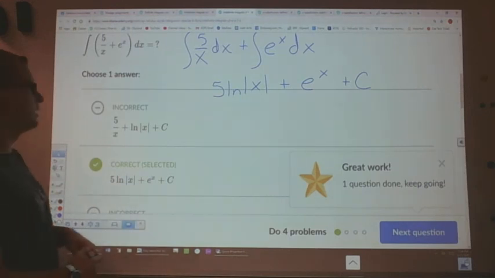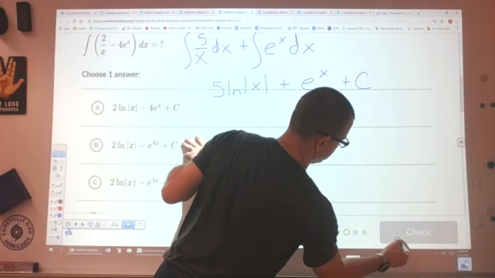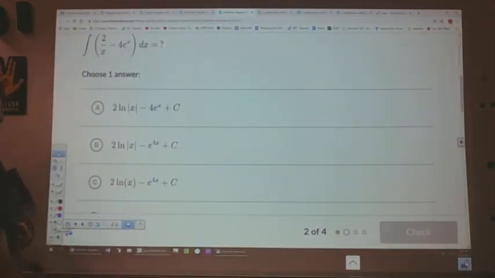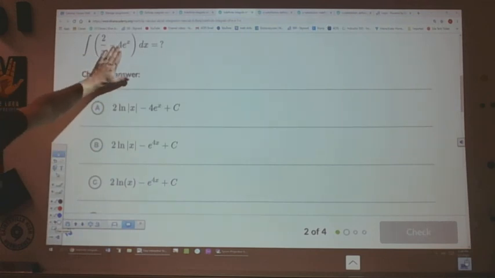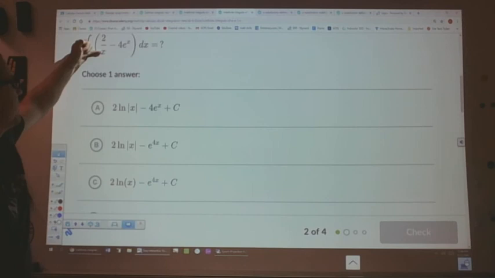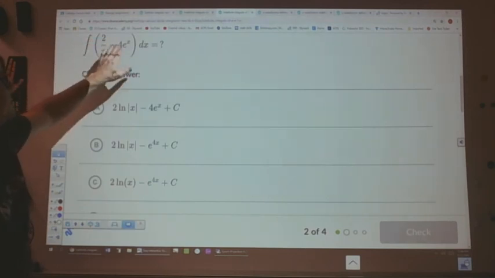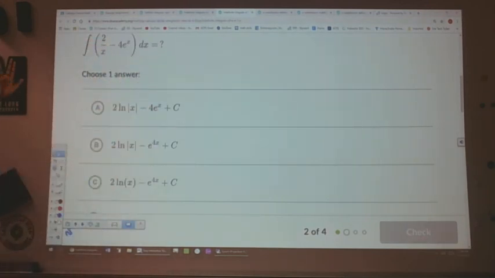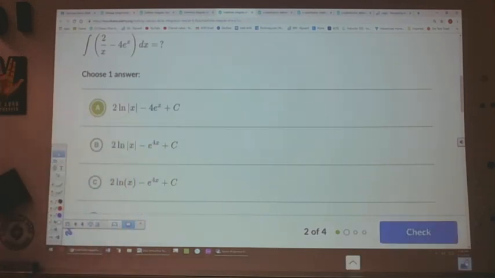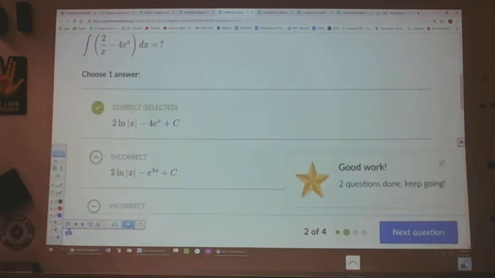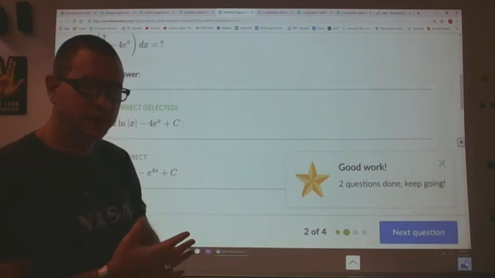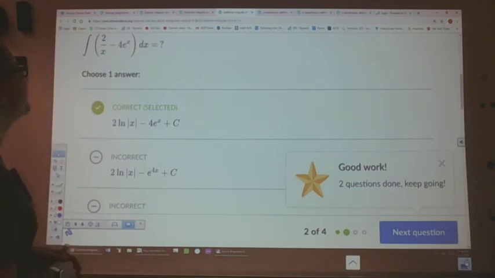Let's see what the next one is. Same thing. Remember, constants don't actually affect the integral. You can factor them out. So this is going to be 2 times the natural log of the absolute value of x minus 4 e to the x plus c. That's a. So just like that, over and over, using the integral of the natural log of x and the integral of e to the x.